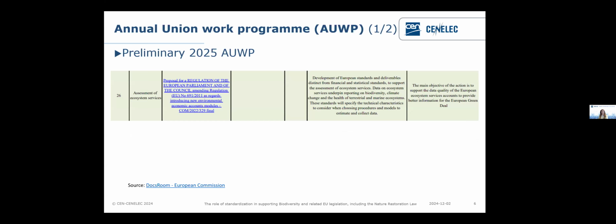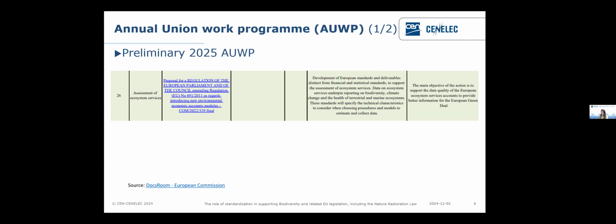Then we also received a preliminary annual union work programme for next year, which is also available online to the public. This will be in support of a regulation, which is still a proposal, which will address the assessment of ecosystem services. Here, again, the idea is to develop at least a standard or several deliverables, distinct from financial and statistical standards, to support the assessment of ecosystem services. That would underpin the reporting on biodiversity, climate change, and the health of terrestrial and marine ecosystems. At the moment, we're checking to see which of the existing CEN committees might be best placed to lead this work.